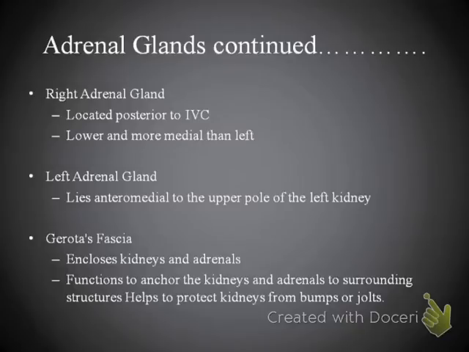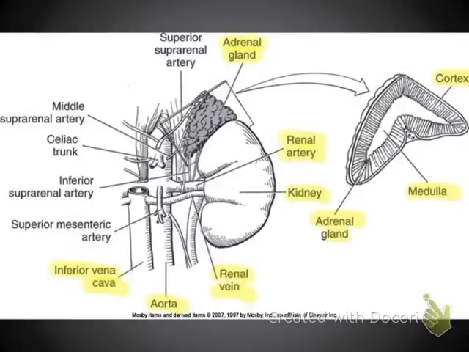That brings us to Gerota's fascia. It encloses the kidneys and the adrenals and functions to anchor the kidneys and adrenals to surrounding structures. So basically, it helps protect the kidneys from bumps or jolts. And so it's very important that we have Gerota's fascia, because if we don't, then even simply riding in a car will prove to be unsustainable for the kidneys, because they would be pretty much moving around all over the place, and you would wind up injuring or ripping ureters, things like that, and it wouldn't be a pleasant experience for the human body at all. So it's very necessary for the adrenals and the kidneys to have this.